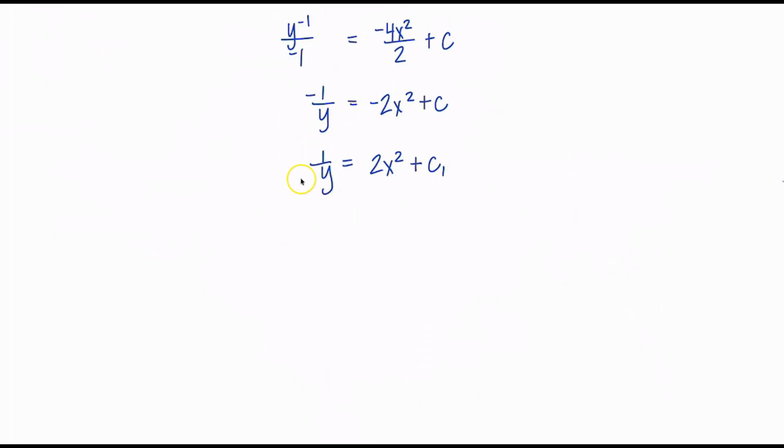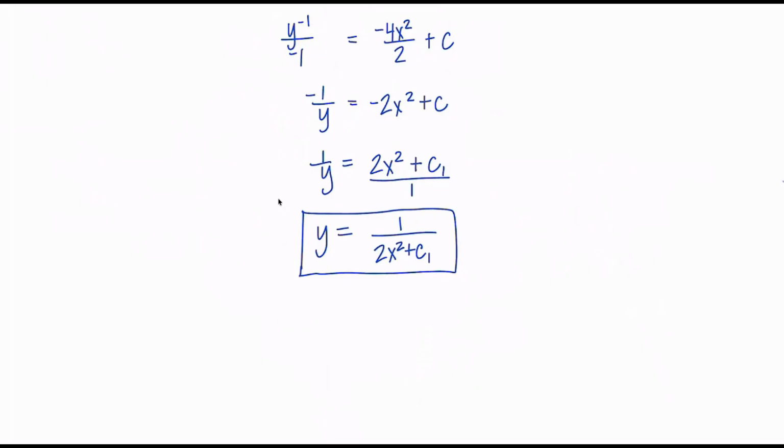All right, so now I'm going to solve for y. So this right-hand side, 2x squared plus c1, I can think about it as over 1. And then what I can do is simply take the reciprocal of both sides. Or what I could do is think about it as cross multiplying. Essentially, it's going to turn out to be y equals 1 over 2x squared plus c1. So this is my general solution to my differential equation.